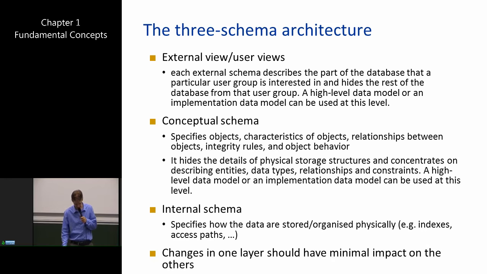Let's have a closer look here. The external view, or the user views, are situated, of course, at the external layer, and an external view or scheme is going to describe the part of the database that a particular user group is interested in. Particular user group: professors, students, educational program assistants. And it's going to hide the rest of the database from that user group. So by means of a view, you can kind of shield information from particular user groups. Students should not have access to professor information. They should not have access to a professor's salary, for example. So you want to make sure that that information is shielded from students.